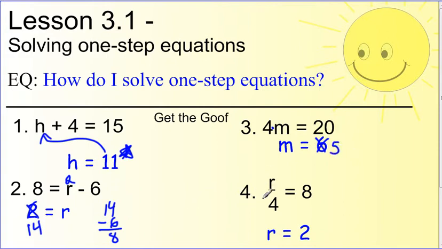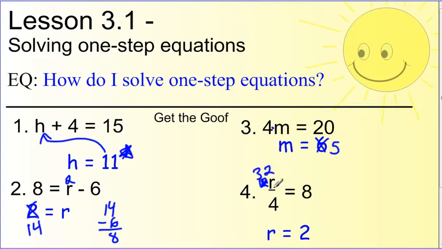And number 4, what number divided by 4 is equal to 2? This looks like a fraction, but all a fraction is division. So this literally means what number divided by 4. So if we plugged in 2 here, is 2 divided by 4 equal to 8? No, that doesn't work out. So the number divided by 4 that equals 8 is actually going to be 32.